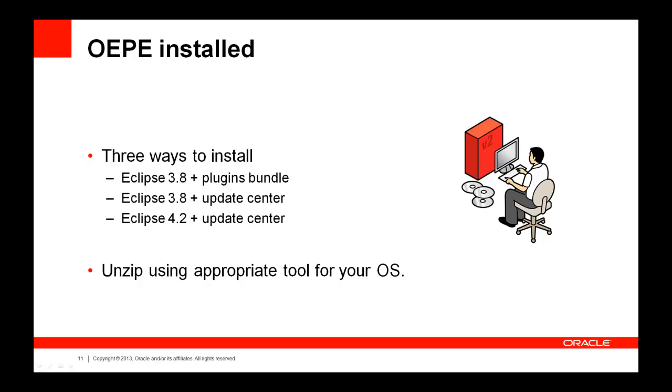Oracle Enterprise Pack for Eclipse doesn't have an installation process per se. Either you download it as a zip file from Oracle's website, or you put it on top of an existing Eclipse 3.8 or 4.2 installation. For this, you use Eclipse's Update Center. If you download it as a zip file, use a tool appropriate for your platform in order to unzip it. On Windows, we recommend you don't use the Windows-provided facilities for zip file manipulation and use a third-party tool instead.